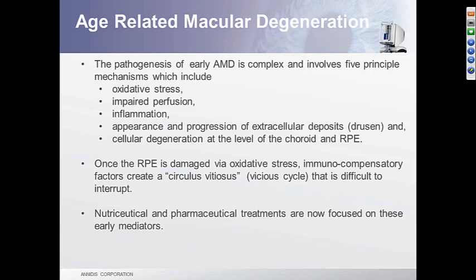There are 5 principal mechanisms that actually lead to macular degeneration, and I'm not going to read from the slide here, and I think you have all probably seen this in the literature. But we do know that there's a vicious cycle that occurs once the RPE starts to break down. It sets up an inflammatory reaction that then causes more damage, and it's very difficult to interrupt. But again, we know there are ways that we can do that through nutraceuticals and pharmaceuticals now, and that's looking more and more promising.